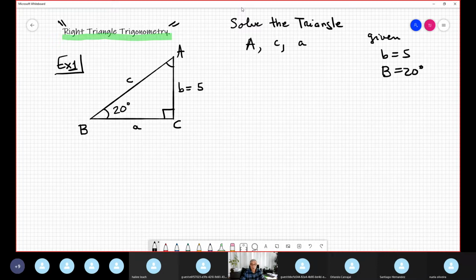The first thing you should do is find the angle A, which is super easy, because you take advantage that A and B are complementary. Complementary means that the sum is equal to 90 degrees. So you know that B is 20. It's obvious that A is 70.